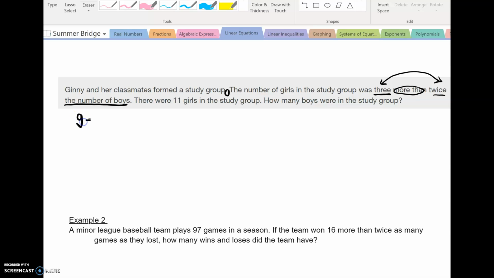So I'm going to say G is going to equal the number of girls. And I'm going to say B is going to equal the number of boys. This is what we call defining our variables. So I'm going to have 3 that is being added on to twice the number of boys. Twice means times 2. So I times 2 the number of boys. So what am I looking at right now? I have 2 times the number of boys plus 3.